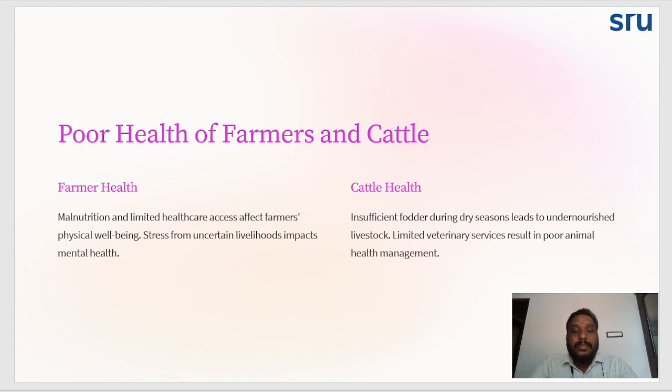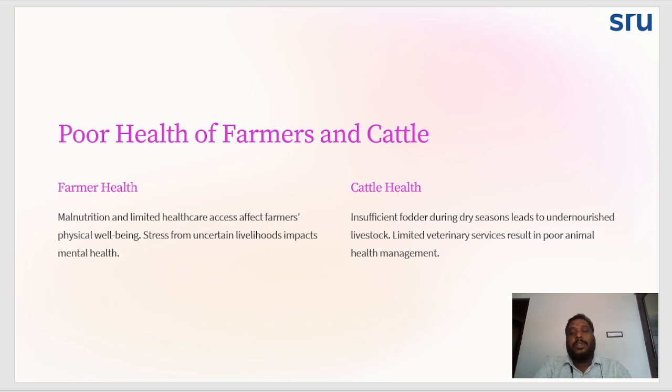Next comes cattle health. Insufficient fodder during rainy seasons leads to undernourished livestock, and limited veterinary services result in poor animal health and management, because if there are drought conditions, there won't be enough fodder. If there is not enough fodder, that is going to impact the cattle too. If the cattle are healthy, they can give more dairy or more milk, or they can work more. But if there is insufficient fodder, that may lead to undernourishment of the livestock.